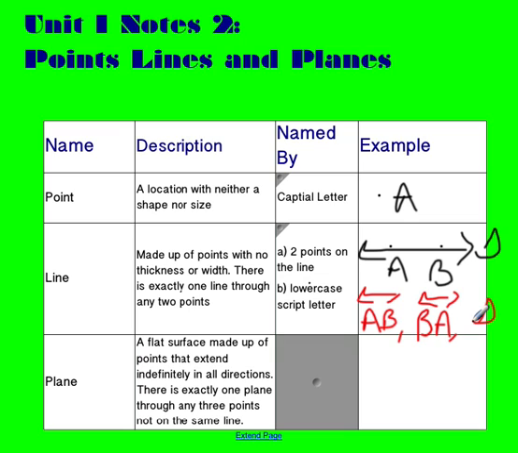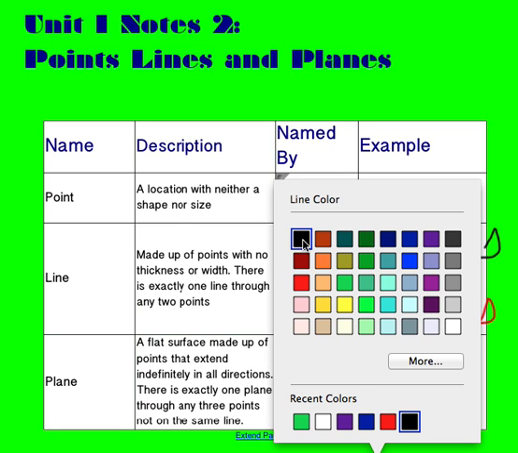Let's take a look at a plane. A plane is a flat surface made up of points that extend in all directions. There's exactly one plane through any 3 points not on the same line. All right, so how are we going to name a plane? A plane is like a shape, a square, a triangle, a rhombus, something like that. And it's named by a capital script letter. There are also 3 points on a plane, and we could name it that way as well.